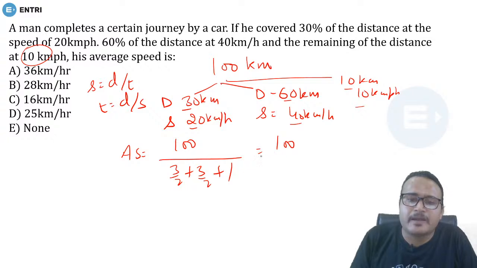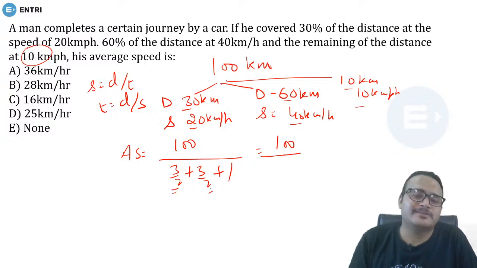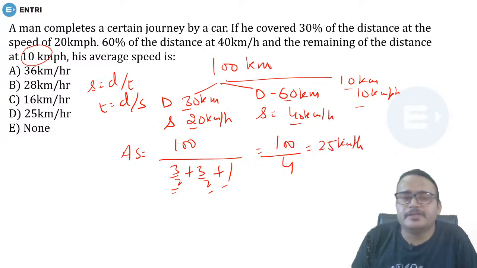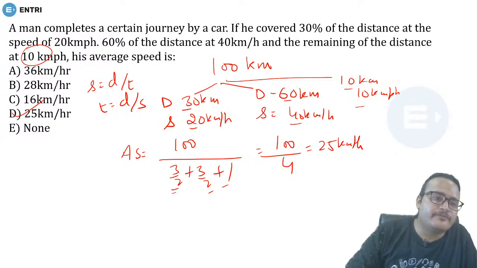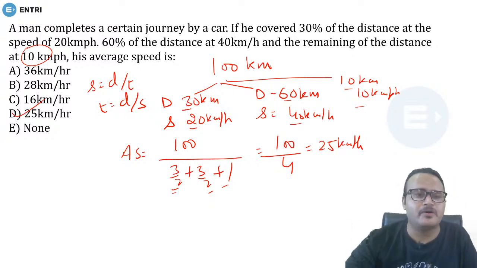Okay, 100 divided by this will be what? 1.5 plus 1.5 is what? 3 plus 1 is what? 4. So 25 kilometers per hour will be the average speed. So guys, this is how you should do the calculation in the examination hall.